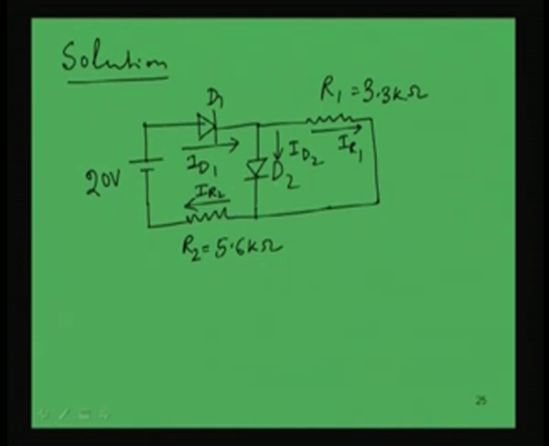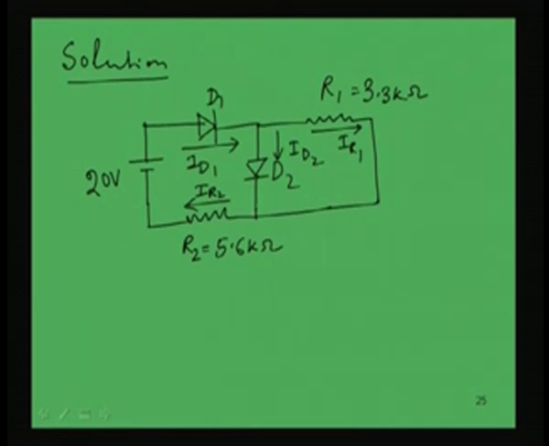Now, the first thing is to find out whether the diodes will be conducting or not. As you can see, this 20 volt applied will be forward biasing these diodes, and so this diode will be conducting. When the diode conducts, there will be a 0.7 drop, but then 19.3 volt will be available across this. I mean, this diode will also be conducting. So, both these diodes are conducting. That means we have current flowing in this diode also, and this diode also.